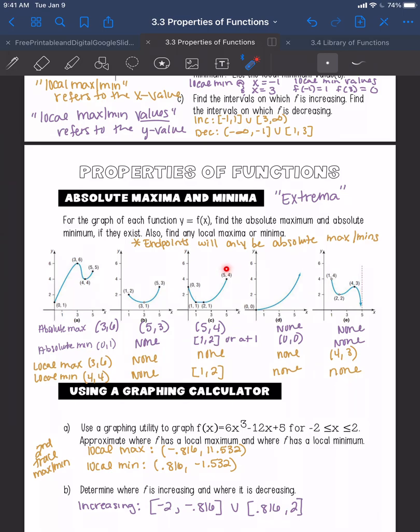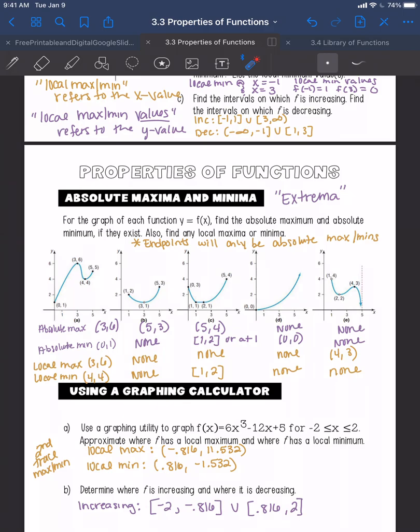Graph C here, the absolute max is (5, 4). My absolute min is on the interval from 1 to 2. Or you could say at the value of 1. Local max, there is none. Local min is also on the interval 1 to 2.